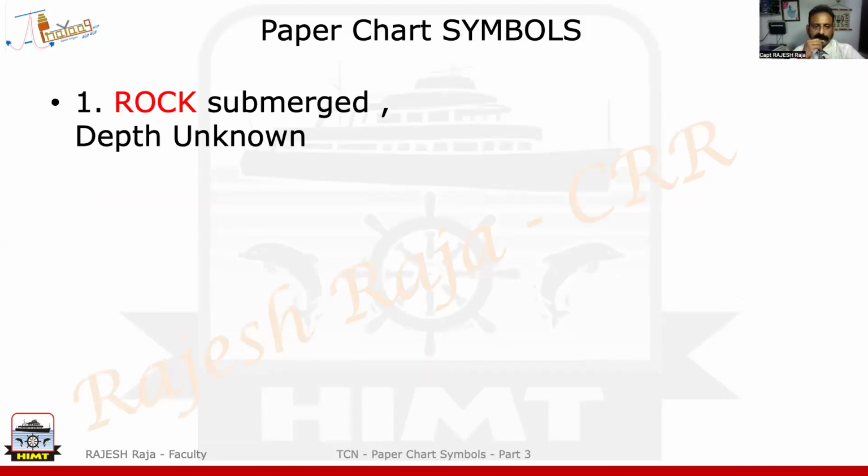Let me start with the first rock symbol. This rock is submerged. Okay, it's quite deep, and the depth is unknown. I'll give you depth known a little bit later. When depth is unknown, he can give you a symbol of just a simple plus. That means it is a rock, or he can write it as R also. So this is a depth unknown.